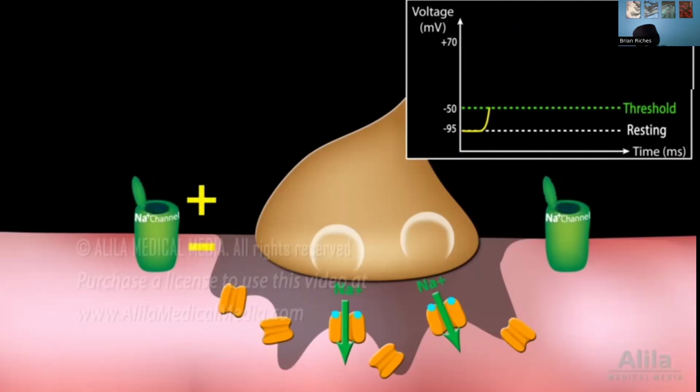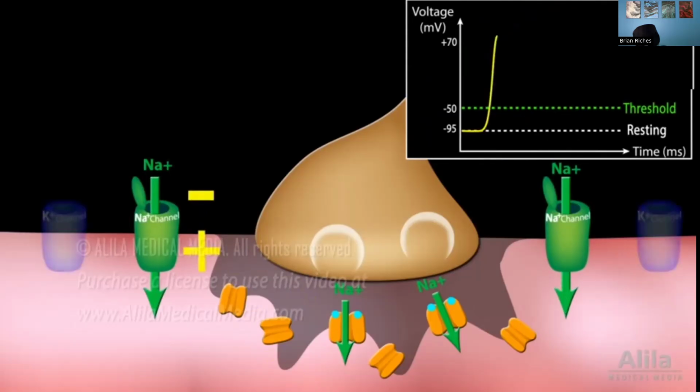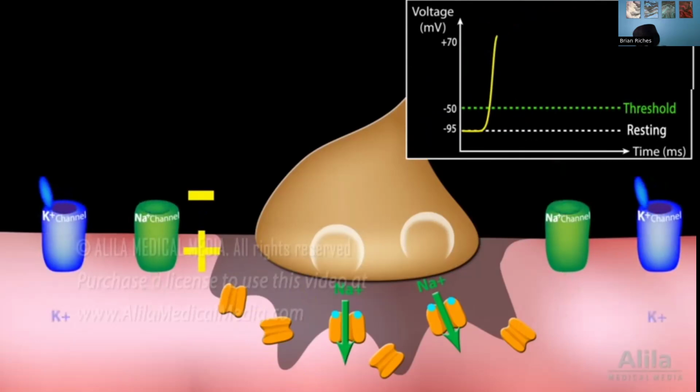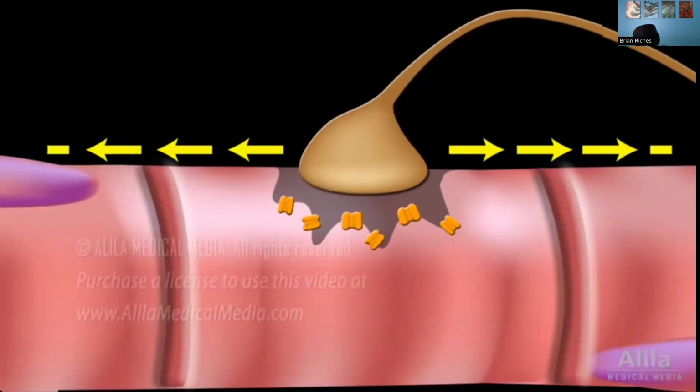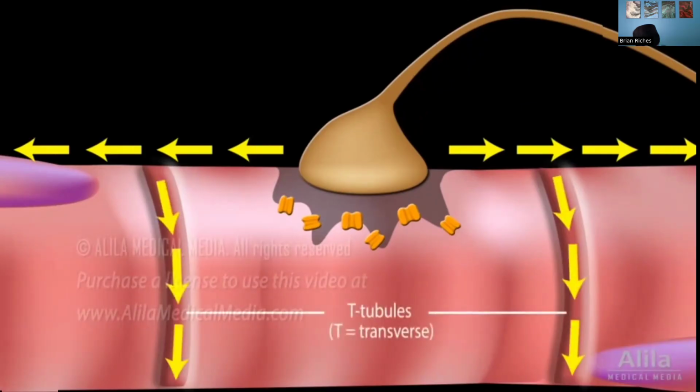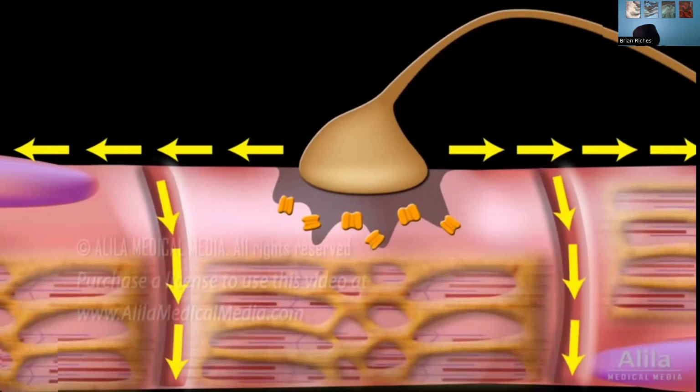When activated, these channels allow faster influx of sodium, further depolarizing and eventually reversing the polarity of the cell membrane. At this point, voltage-gated potassium channels open for potassium to move out, quickly returning membrane voltage to its original resting value. Once generated, the action potential spreads like a wave, thanks to similar voltage-gated ion channels located throughout the muscle fiber. The action potential also runs deep into the fiber via T-tubules to reach the sarcoplasmic reticulum.